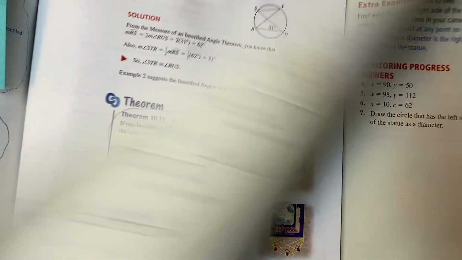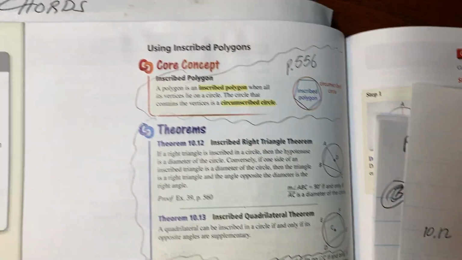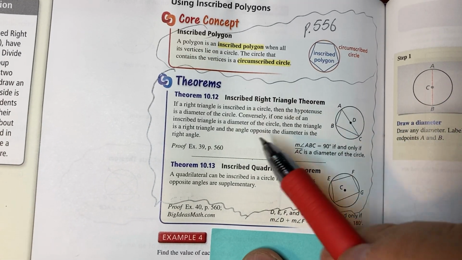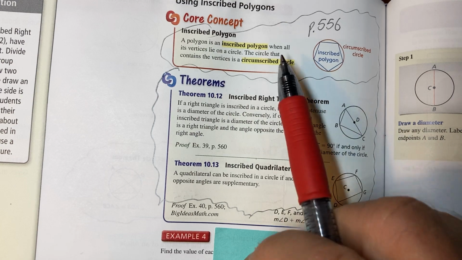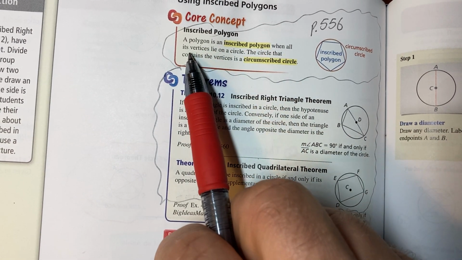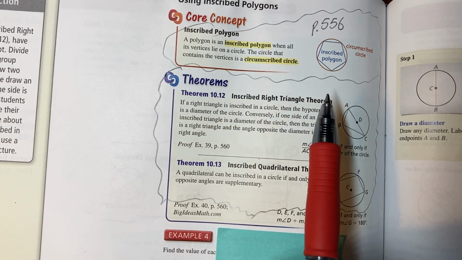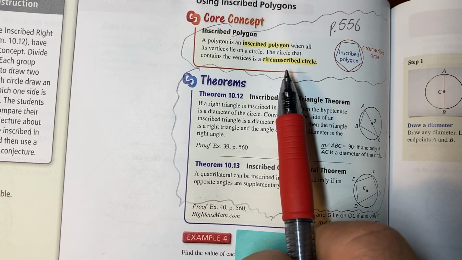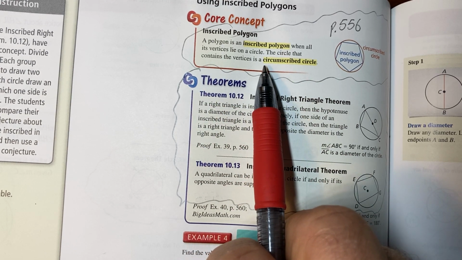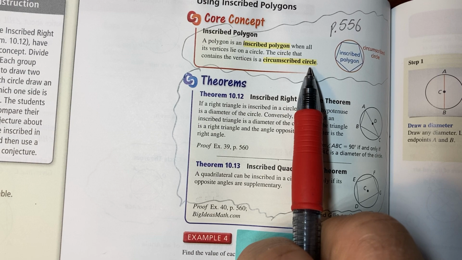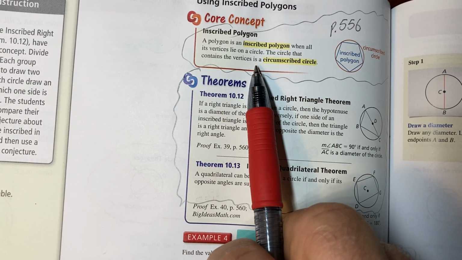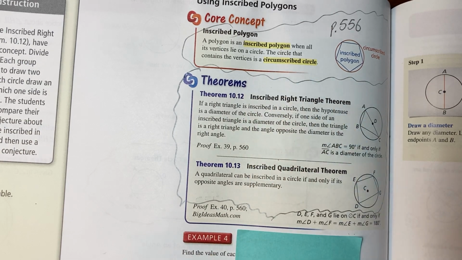Okay, next one. Flip it over. Got a lot of notes on this one. This goes in your notebooks. Page 556. A polygon is an inscribed polygon when all of its vertices lie on the circle. I think we already copied that. The next part you don't have yet: the circle that contains the vertices is a circumscribed circle. Be careful how you say that.